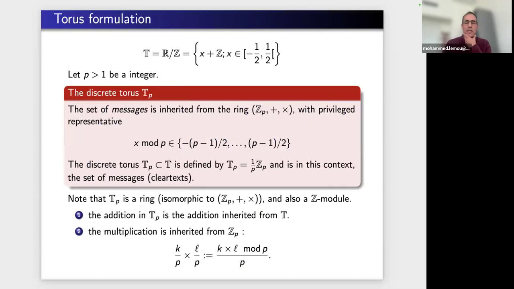So we prefer maybe here to choose the framework of the torus instead of Z_q, but it's the same. It's really the same case. It's just for convenience to choose the torus instead of Z_q or Z. The torus, as you know, is just the real numbers quotiented by Z, and the discrete torus T_p is just 1 over p multiplied by Z_p. We can define addition and multiplication on T_p as if you define it on Z_p, it's the same. So there is nothing more to say here.